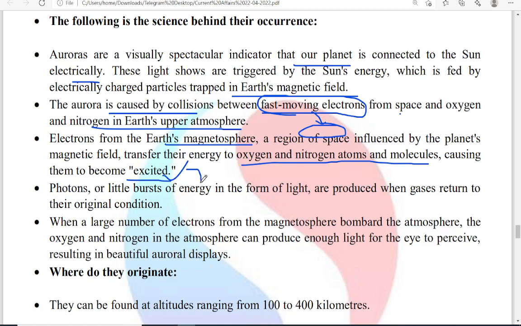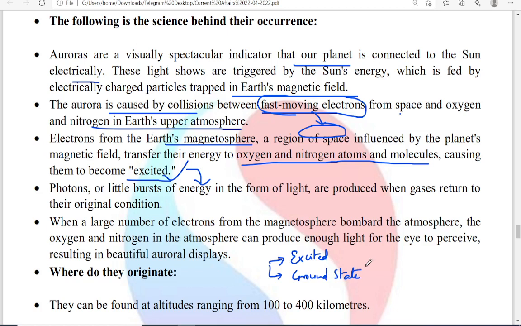As soon as possible, the atom will come to the ground state. This is the concept of chemistry: if energy is given to the atom, the electron will jump to the higher orbitals. That is known as the excited state. And as soon as possible, the energy will be released and the atom will reach the ground state.